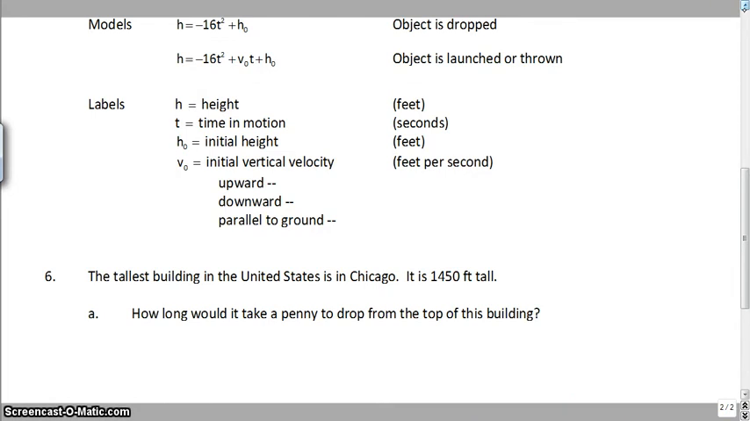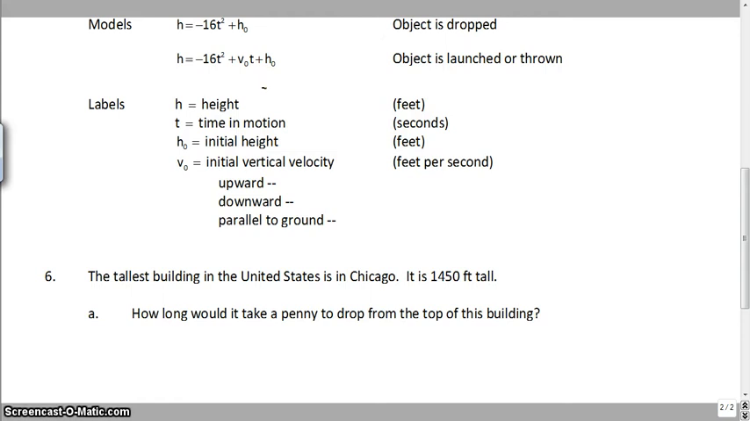So you have two different types of models for vertical motion, and one of them is negative 16t squared plus h sub 0. H sub 0 is your initial height. Regular h without the sub 0, that's your final height. And then you have negative 16t squared plus the initial velocity, that's the v sub 0, t plus h sub 0.